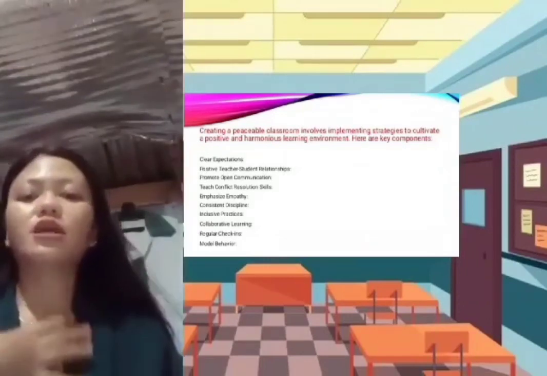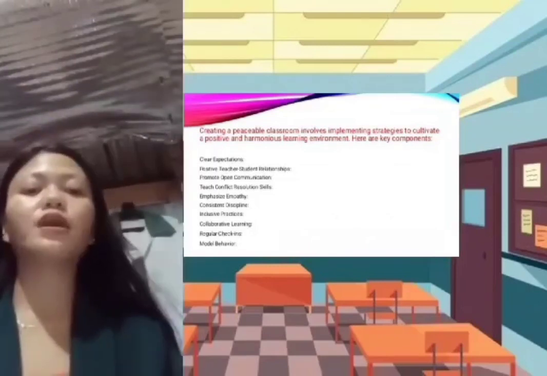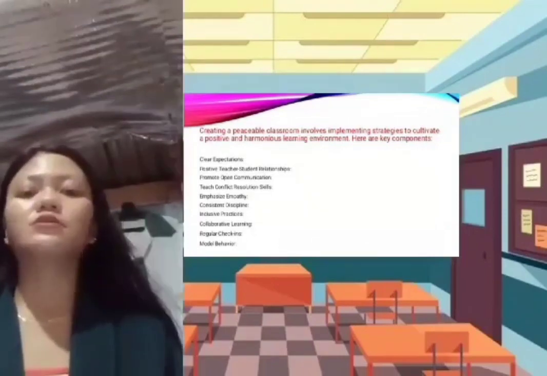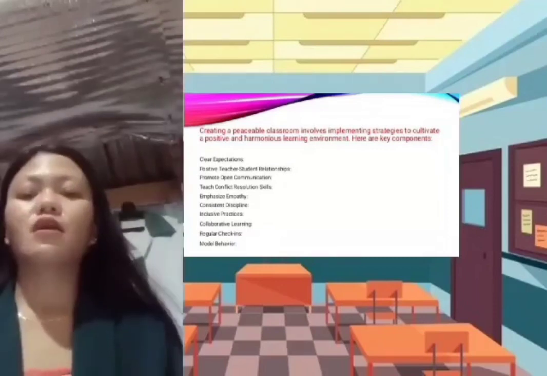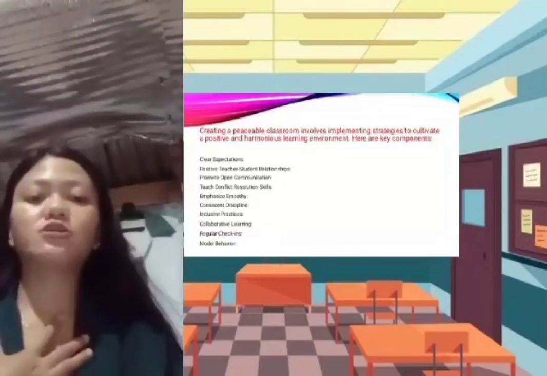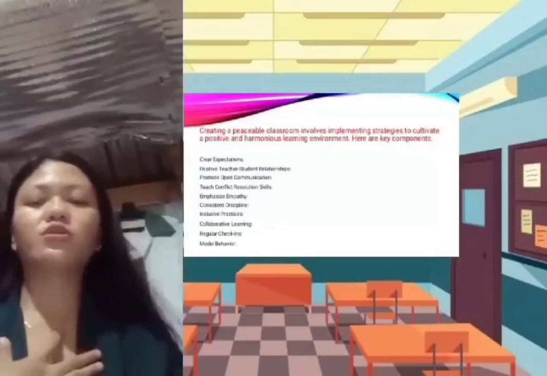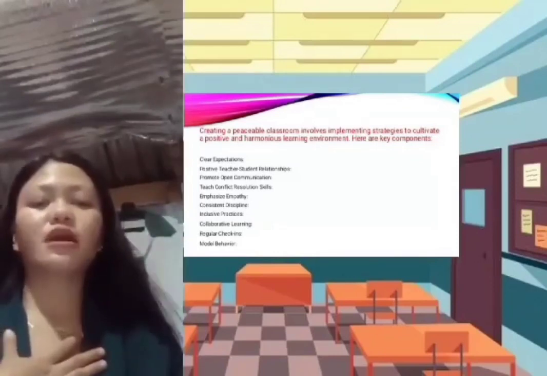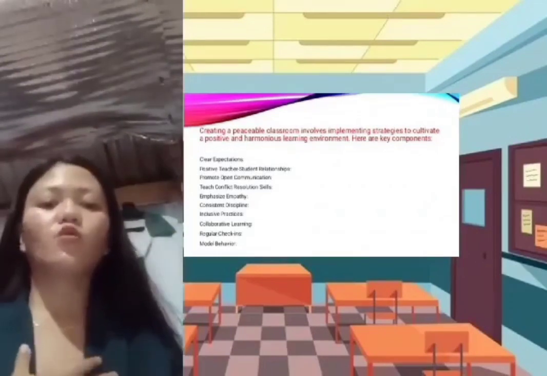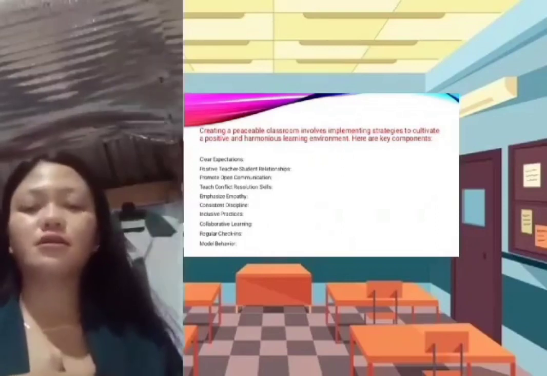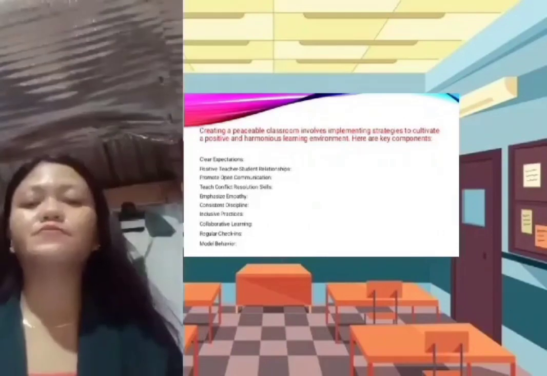So when we say clear expectations, clearly communicate classroom rules and expectations from the beginning. This helps set boundaries, respectful behavior, and creates a shared understanding among students. And number two, positive teacher-student relationship. Build strong connections with your students, show genuine interest in their well-being, listen to their concerns, and provide support when needed. A positive teacher-student relationship contributes significantly to a peaceful atmosphere.